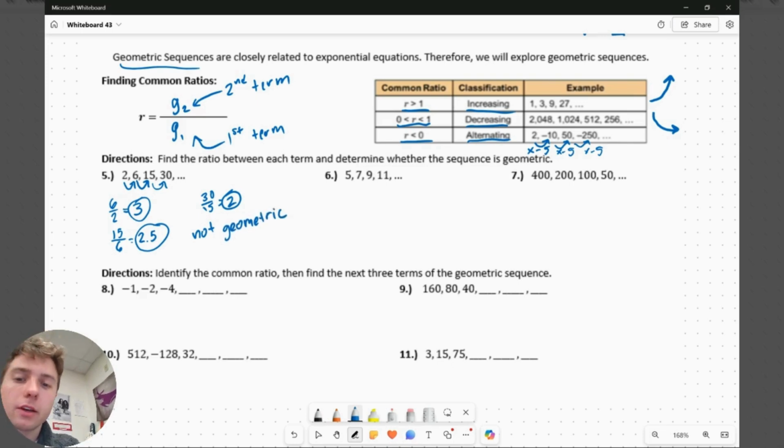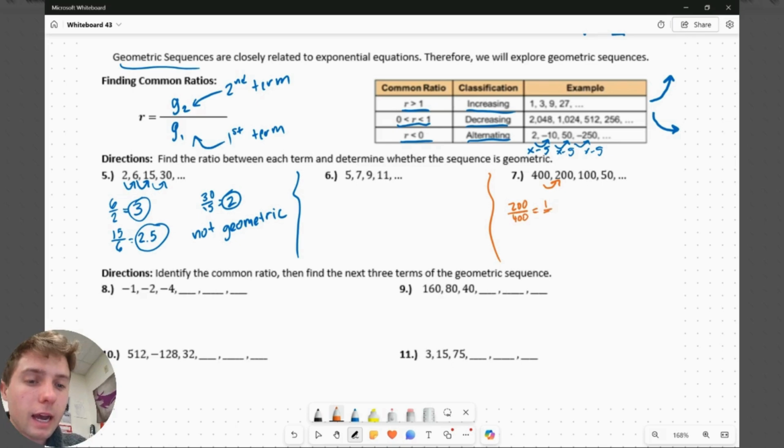There must be some other pattern that is occurring. You could use that same sort of process for number 6, but we're going to go ahead and skip to number 7 now. Number 7, let's check if it's geometric. Again, second term over first term. Divide it out, see what it gives you.